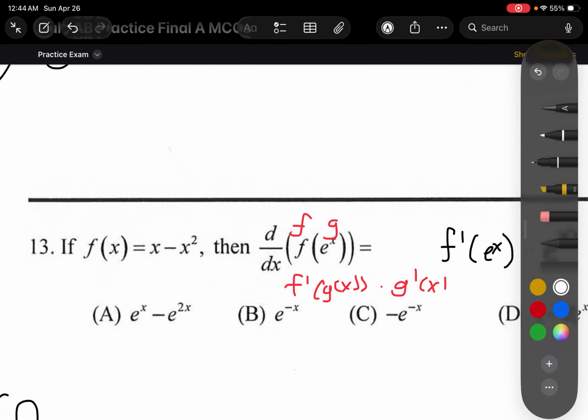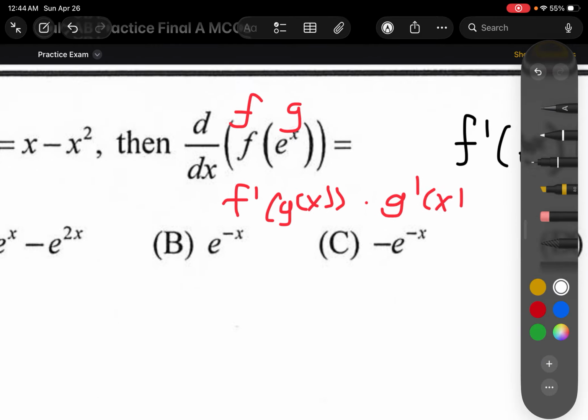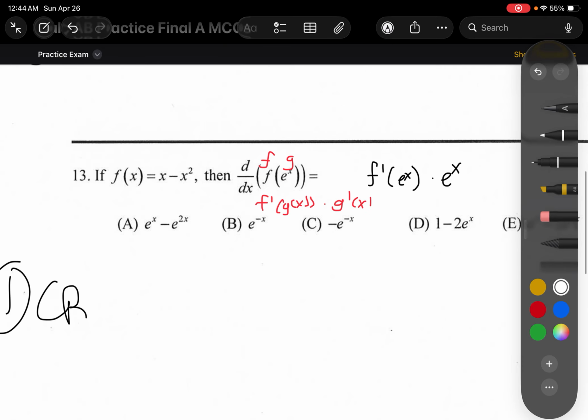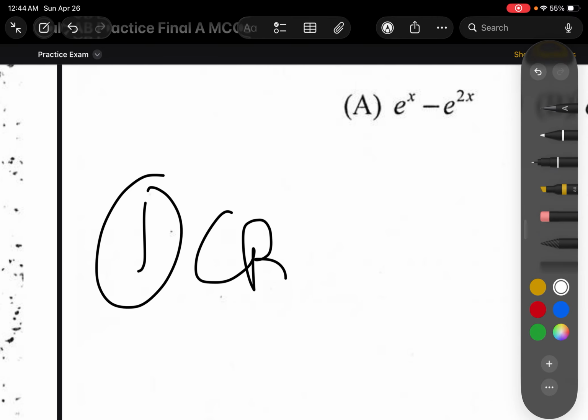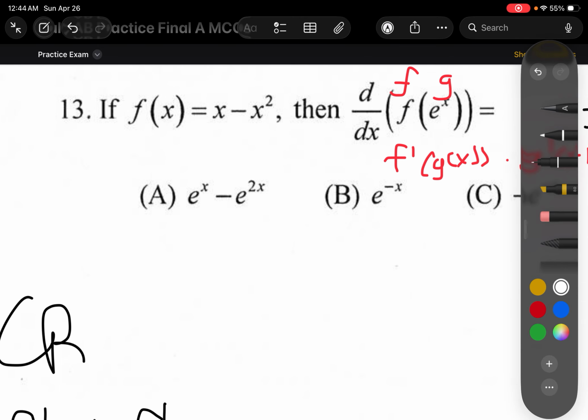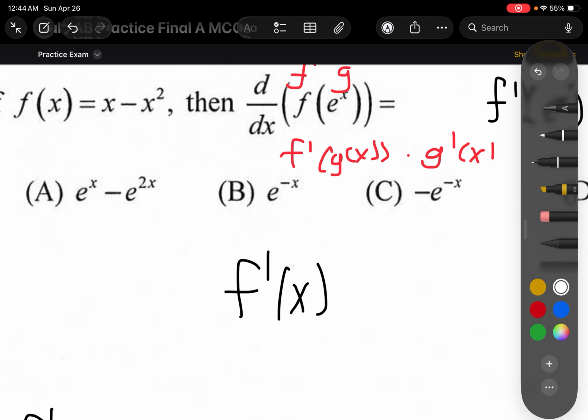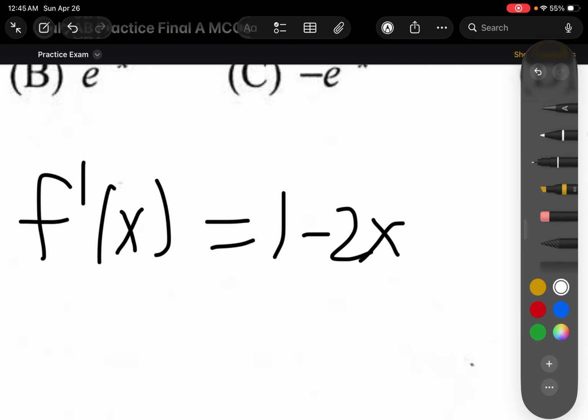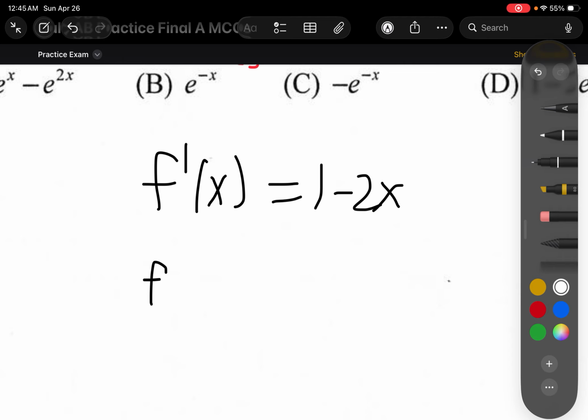And now we are given f of x. Now we're going to try to evaluate that at e to the x. So let's find f prime. Find f prime. So f prime of x is equal to 1 minus 2x based on power rule and memorized derivatives. And now we're going to evaluate that at e to the x.